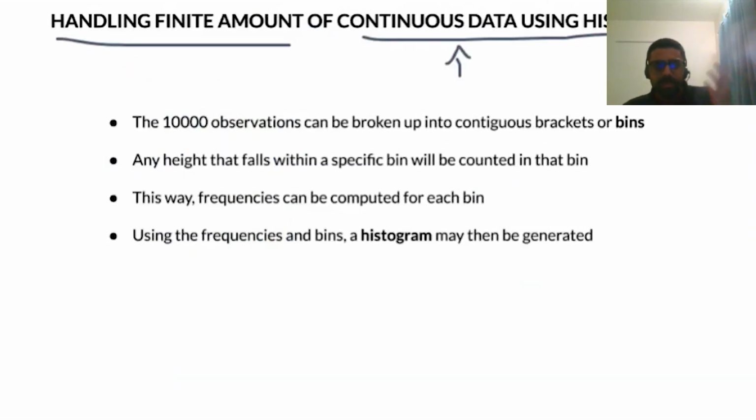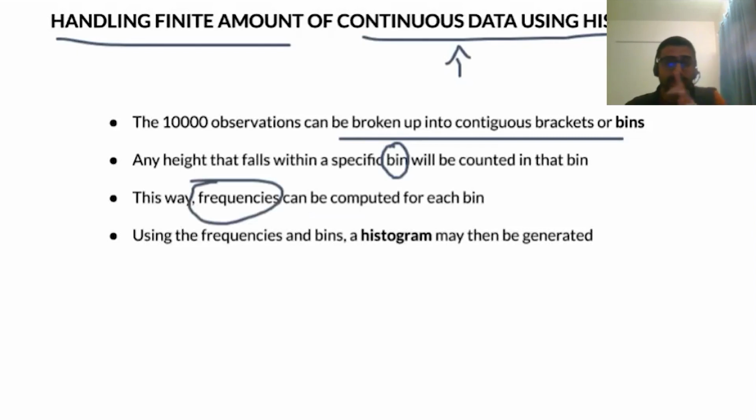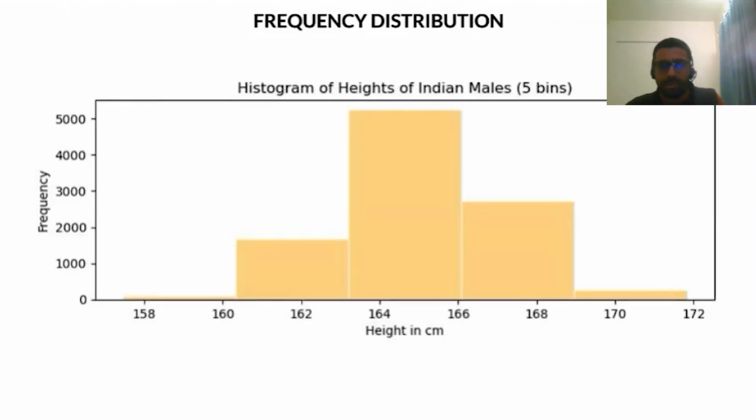So these 10,000 observations, how do we get a sense of the distribution? One very simple thing which we do in data analysis is histograms, right? You can break these observations up into brackets or bins. When you do a histogram, generally the word used is bin. Any height that falls within a bin, you count in that bin. This way you can compute the frequencies for each bin. This is what we call a histogram essentially. It's a frequency distribution. And we studied in the last session that frequency and probability are basically the same thing, right? So let's see what this might look like.